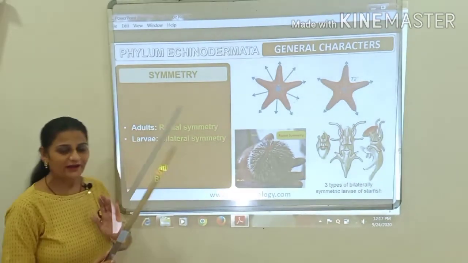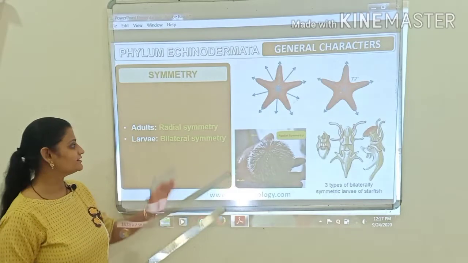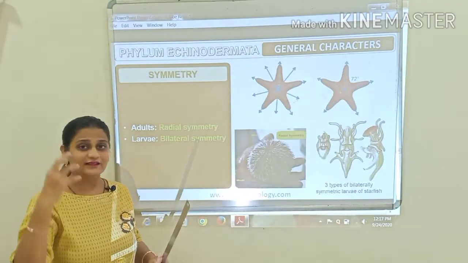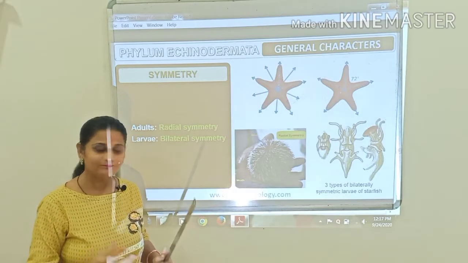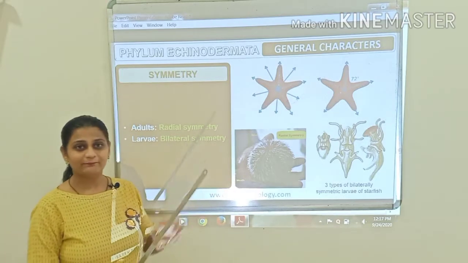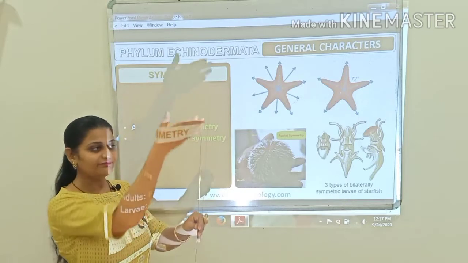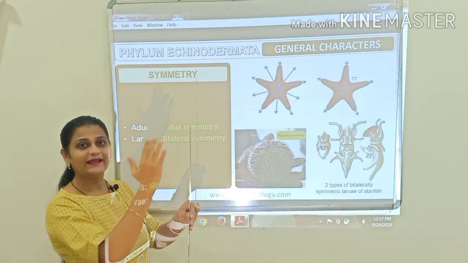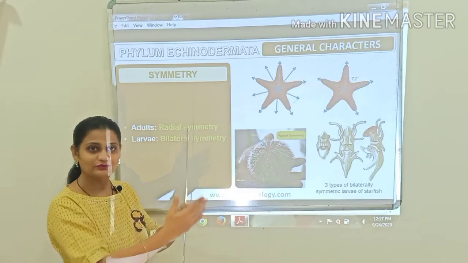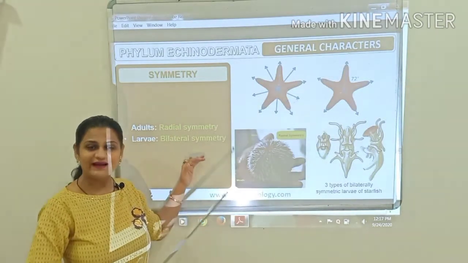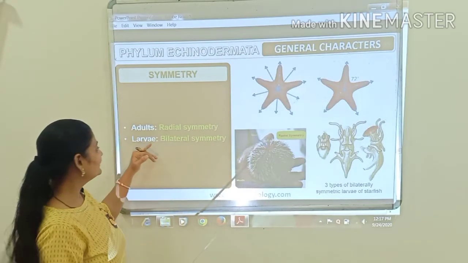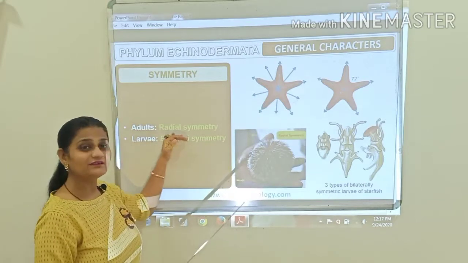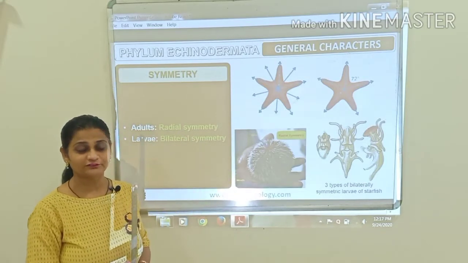Okay, now already you are familiar with these terms, but still I'll explain it once again so that it is completely fixed in your mind. Clear? Bilateral symmetry means when the body is divided from the central plane, the two halves, that is the right and the left halves, will be produced. Okay, that is called bilateral symmetry. So in the larval stages, bilateral symmetry is observed, and in adults, radial symmetry is observed.